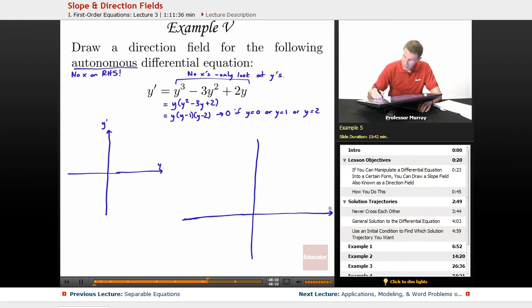So the key thing here is in the direction field, your axes are labeled x and y. In the phase plane analysis, we're looking at y and y prime. And so I'm going to graph this function y cubed minus 3y squared plus 2y. What I know is that that has zeros when y is equal to 0 and y is equal to 1. I think I'm going to make this a little bigger. Give myself a little more space here. I'm not going to use the negative side so much, so I'm going to give myself more space on the positive side.